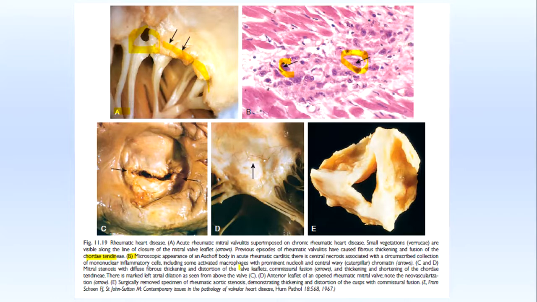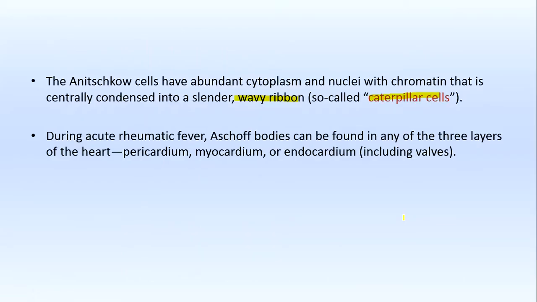In figures C and D, there is mitral stenosis with diffuse fibrous thickening and distortion of the valve leaflet. This is basically seen in chronic rheumatic fever. In figure D, you can appreciate neovascularization, and E shows you the surgically removed specimen of a stenotic aortic valve.